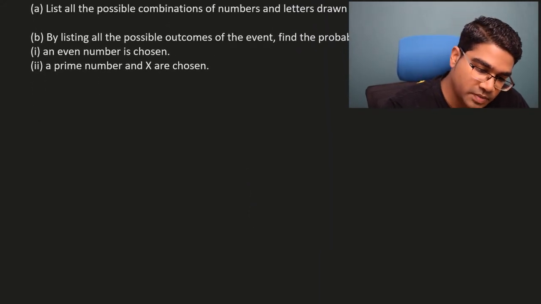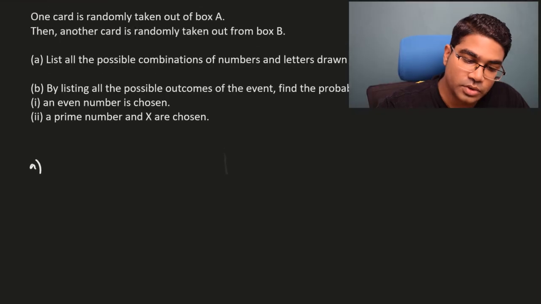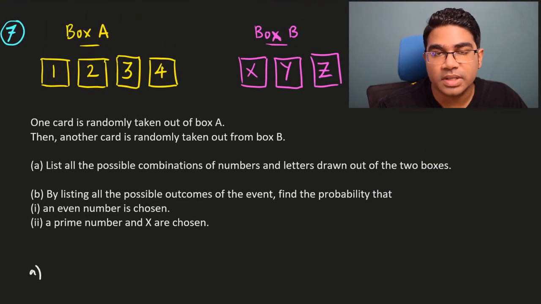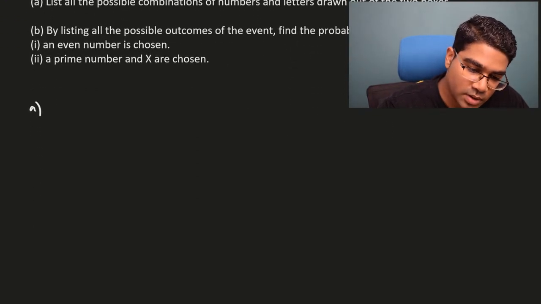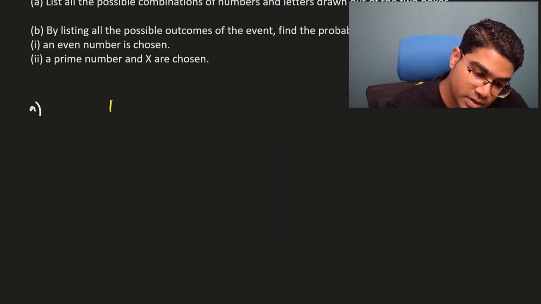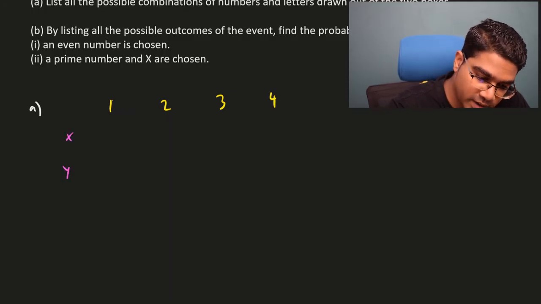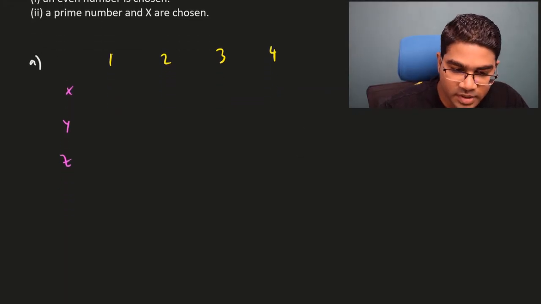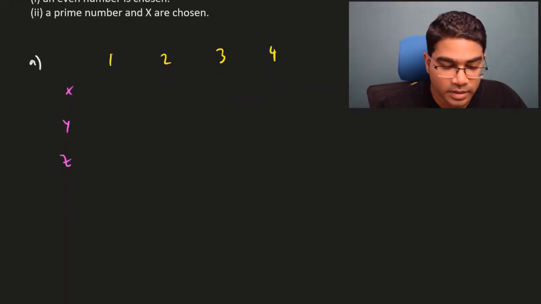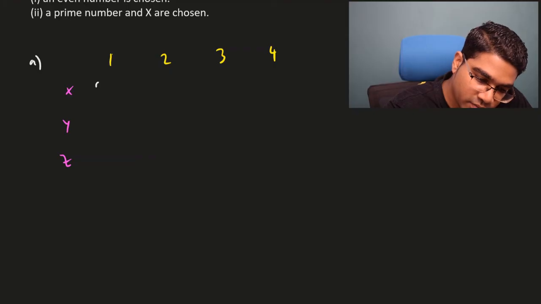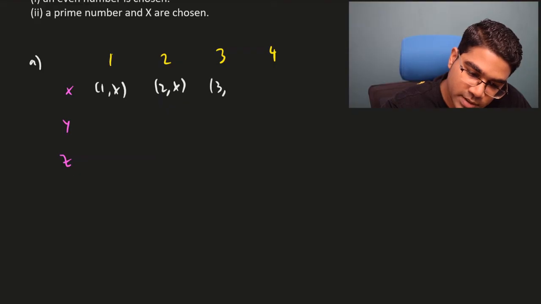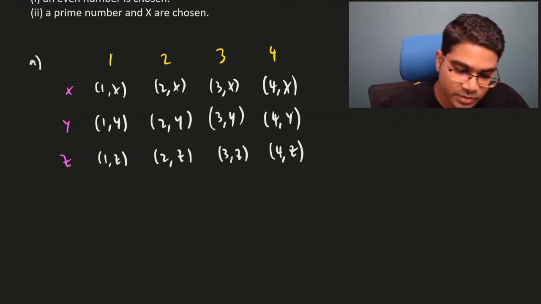So when we are doing this, it's very helpful to use a simple table so that you don't miss out anything. So from box A we have 1, 2, 3 and 4, and from box B we have X, Y and Z. Now when we write it like this, it's very easy to see the combined event outcomes. Here we have 1x and then 2x, 3x and 4x and so on. So you can continue with the others as well. So we leave this aside.